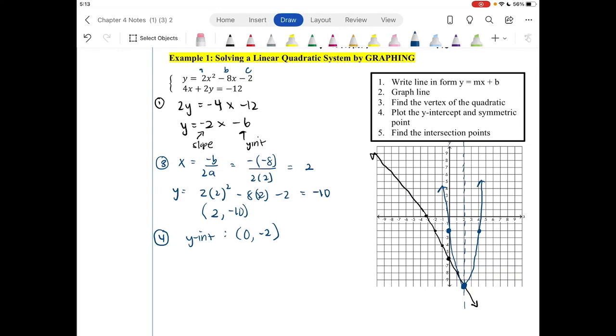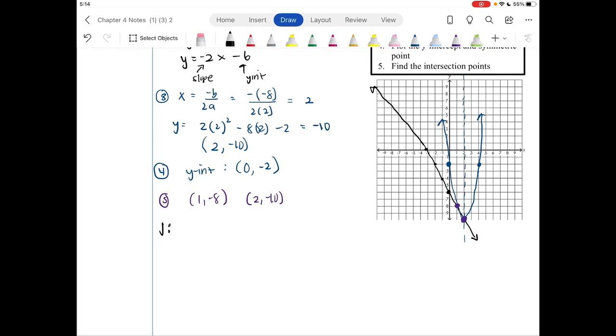We only know 3 points exactly on our quadratic function, but it looks like both graphs cross right here at (1, negative 8). For step number 5, we're going to write that down. We have (1, negative 8) as a crossing point, and earlier we found that (2, negative 10) was also a crossing point. You need to plug each point into both equations to make sure that they come out as true statements. If we start with our first point and plug it into the first equation, we would have negative 8 is equal to 2 times 1 squared minus 8 times 1 minus 2. That gives us negative 8 is equal to negative 8, and it checks out.